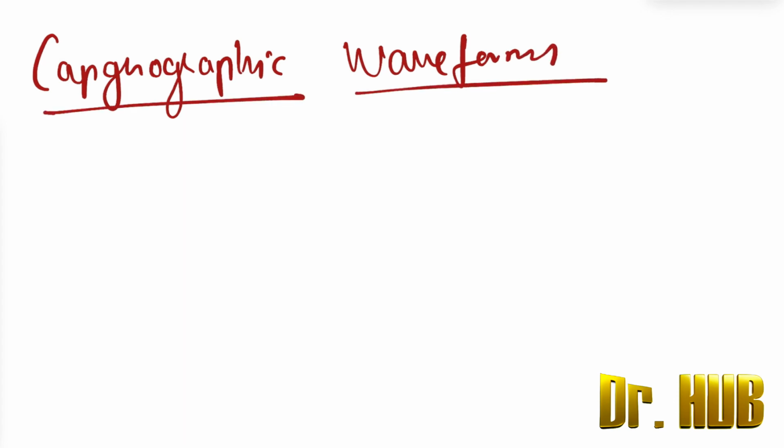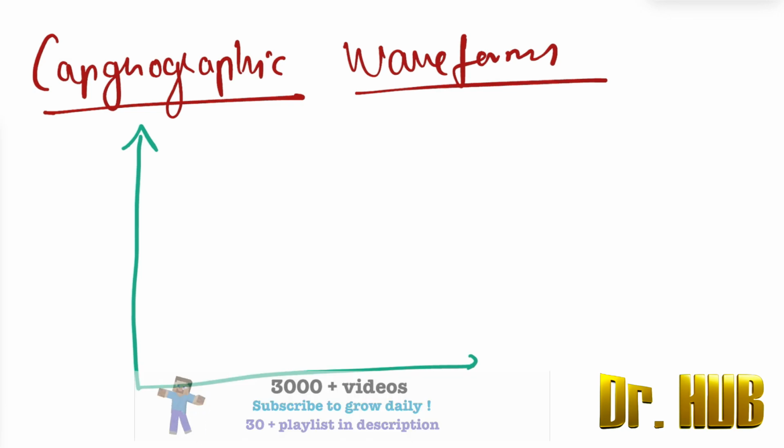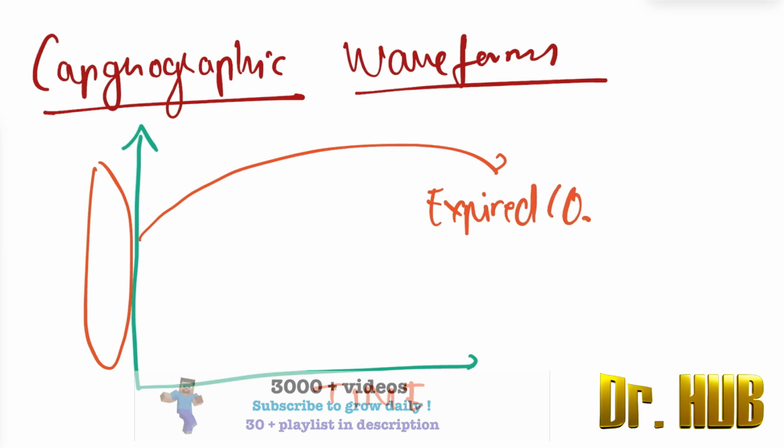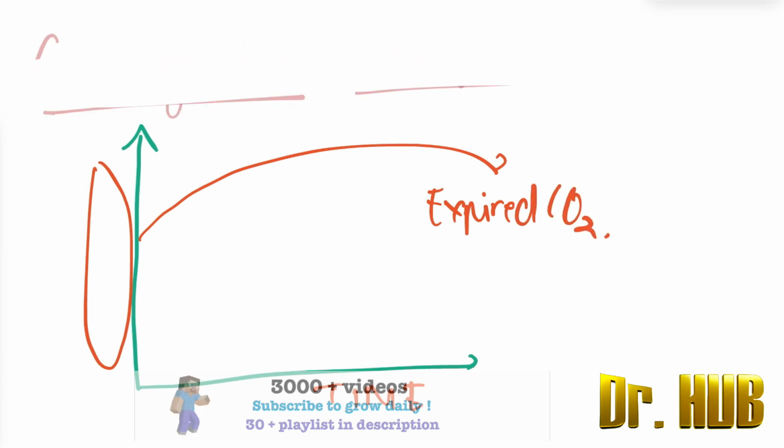So to begin with, we are going to see the components of the capnograph. In a capnograph, there is an x-axis and a y-axis. The x-axis denotes the time, and the y-axis denotes the expired CO2. Now let's begin with some types of capnography.